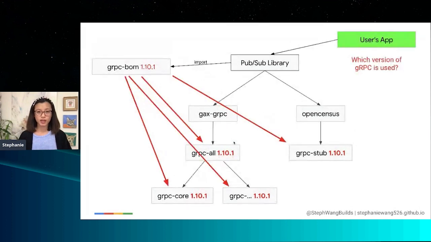That is great. However, things get more complicated when the user's app comes into the picture. Suppose we have a library consumer, here we call it the user's app, that depends on the PubSub library. What version of gRPC is the user's app using? I would like to pause for a second for you to think about it. What version of these gRPC artifacts do you think the user's app is actually using? Think about it.